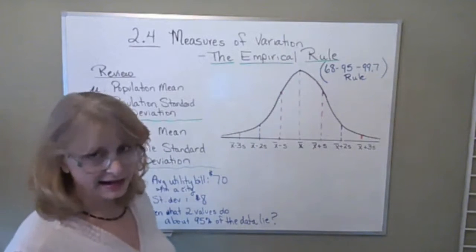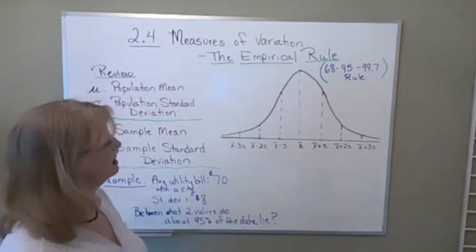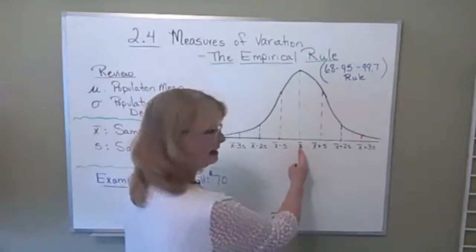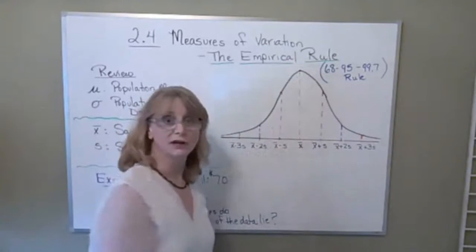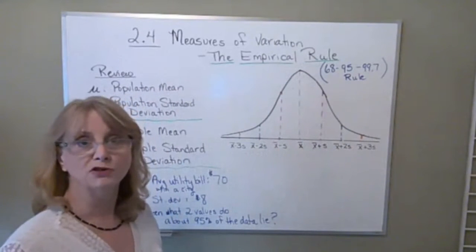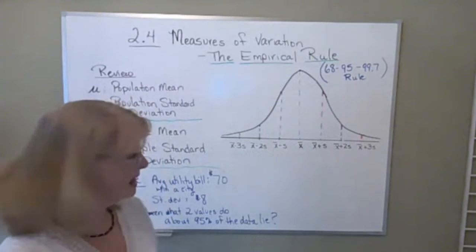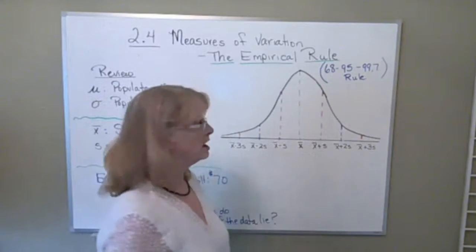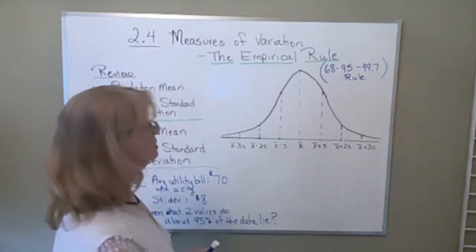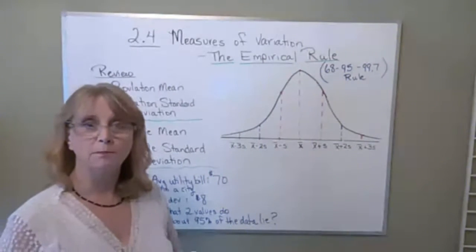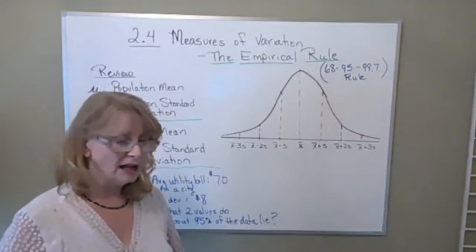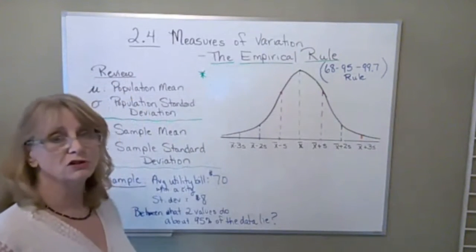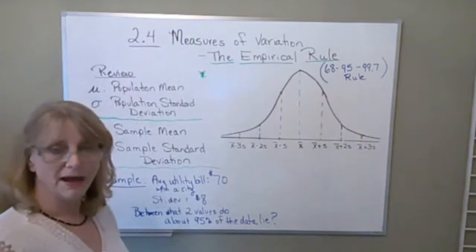Now, if a data set is bell-shaped, then the data value that is the mean will be right here in the middle, and it will be the highest frequency and the most common. In a bell-shaped distribution, that mean is usually also the median and the mode. This empirical rule goes with a lot of different data sets, but we only apply it to distributions whose shape is bell-shaped.